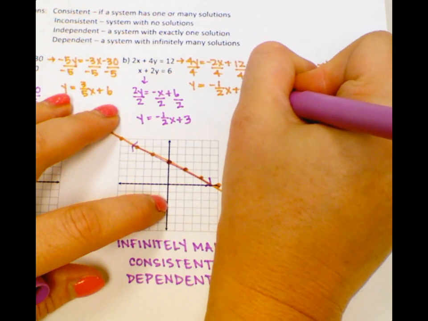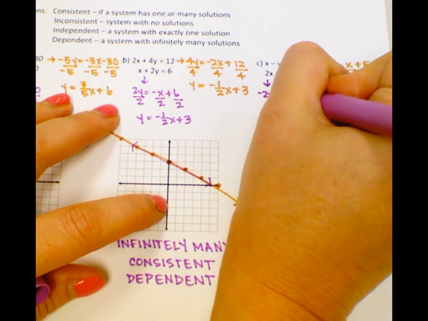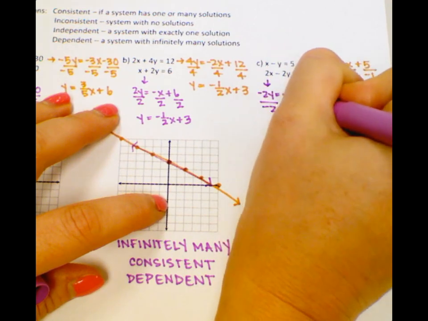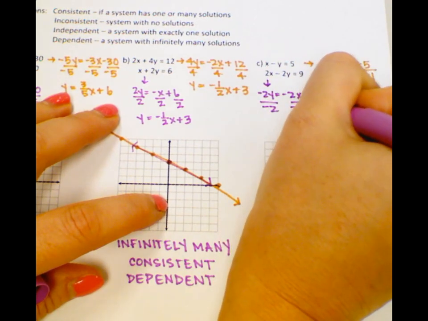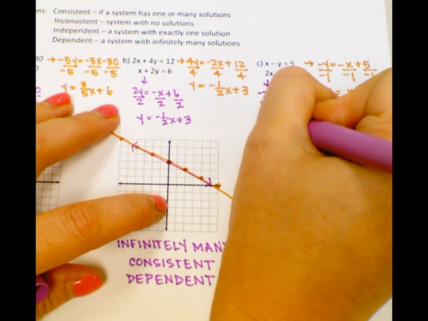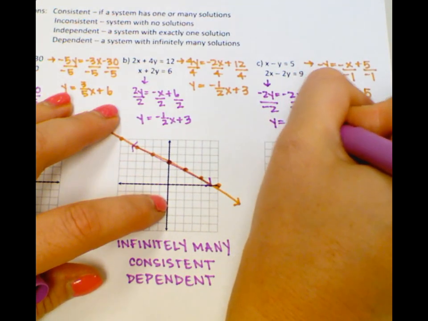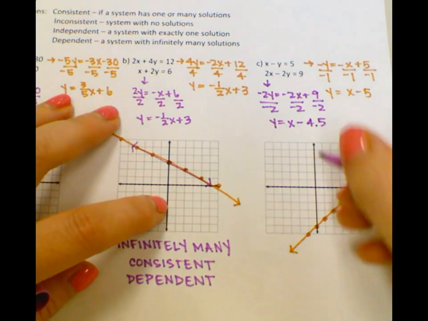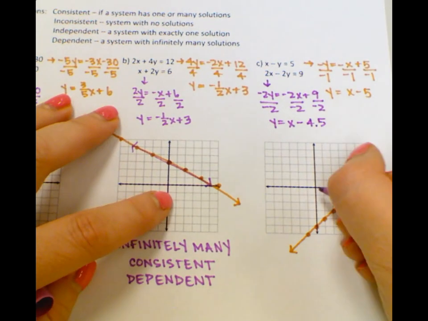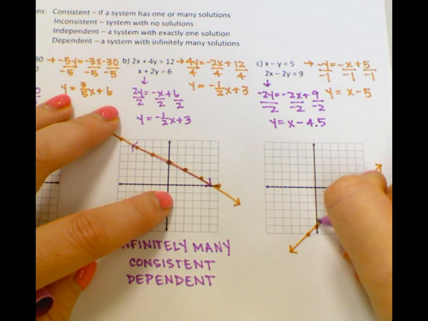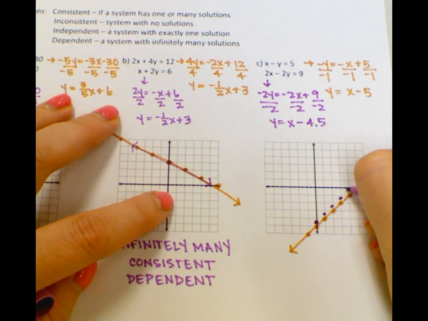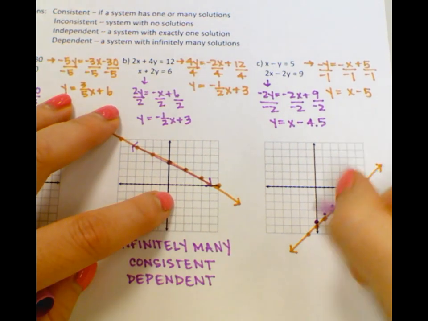Move that 2x to the other side. It's going to become a negative 2x. Now divide everybody by negative 2. So we get y equals x minus 4.5, 9 divided by 2, 4.5. So we're starting at negative 4.5. 1, 2, 3, 4, and a little bit more. Then I'm going up 1 over 1, up 1 over 1, up 1 over 1, up 1 over 1, up 1 over 1.